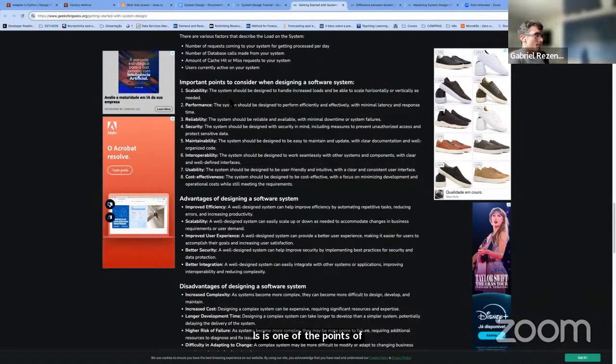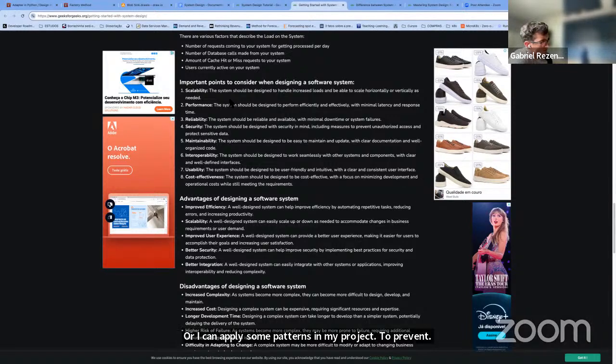Gabriel, may I ask a question? Can you give me an example? How can I improve scalability in my application? Do I only care about it when configuring my server, for example a service from AWS, or can I apply some patterns in my project to prevent problems with scalability? How can I use a pattern or architecture in my application to care about my scalability?